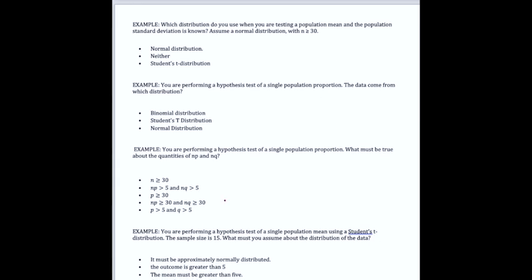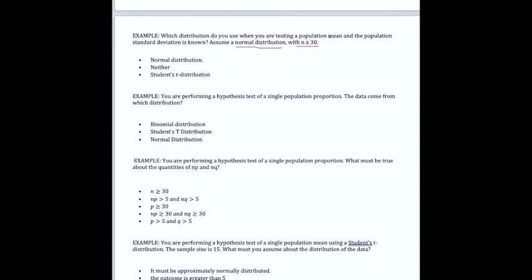Okay, the next example says, which distribution do you use when you are testing a population mean and the population standard deviation is known? Assume the normal distribution and that the sample size is greater than or equal to 30. Well, both of these are satisfied in this example. And it also tells us that the population standard deviation is known. So we are going to use a z-test, which means we're going to be using the normal distribution.